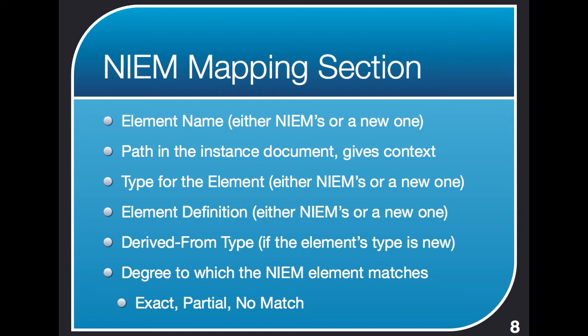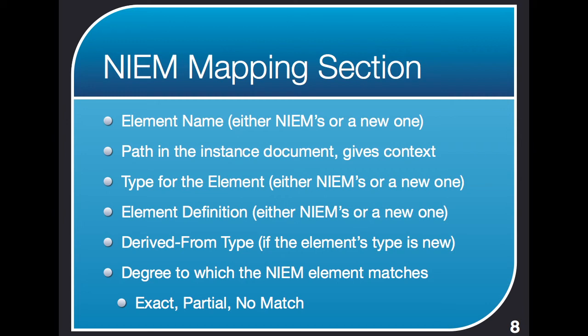The next column I call derived from type. If I'm making a new element and it's going to have a new type, it's good to document what that new type is going to be derived from. So if I'm making a special sort of citation, I always like to pick citation because it jumps to mind easily, and I'm going to have a special citation type, I'm going to want to document that I'm going to derive that special citation type from the existing citation type, and that's what I would put in derived from. I'd put the existing citation type so that I know later on what I'm deriving from. And then finally, it's good to have a column saying to what degree a NIEM element matches.